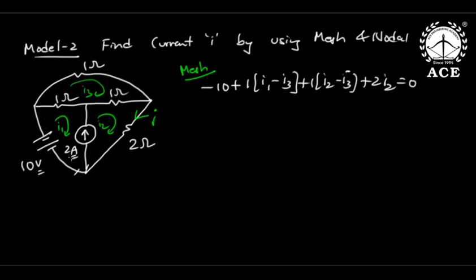So this is called a super mesh. Why is it called a super mesh? Whenever a current source comes as a common branch between two meshes, it is called a super mesh. Open and write KVL: minus 10, 1 into I1 minus I3, plus 1 into I2 minus I3 plus 2I2 equal to 0. If you simplify, I1 plus 3I2 minus 2I3 equal to 10.